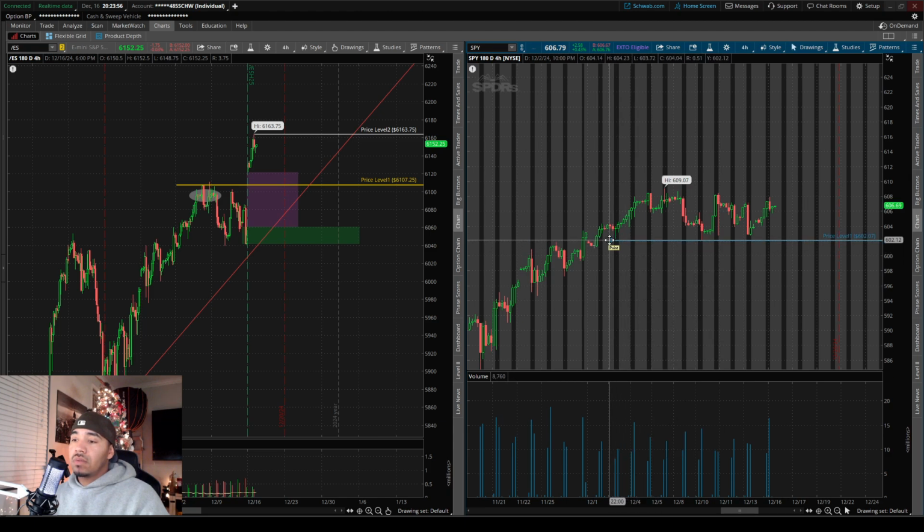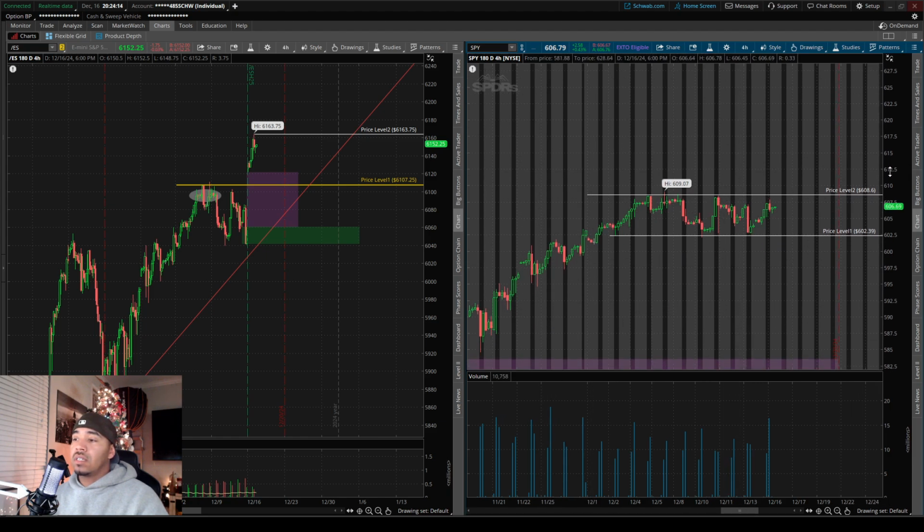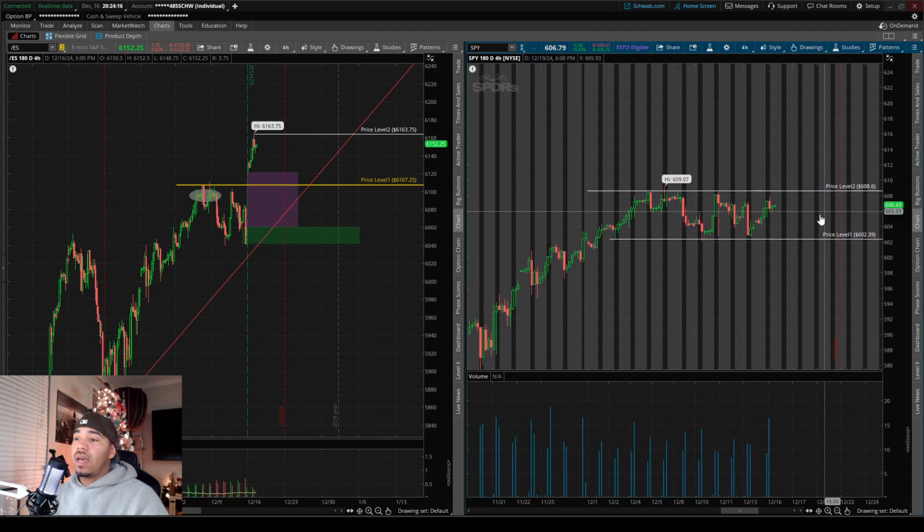Let's bring it up a little bit. All right. Right there. That's our support line, so that is our support with SPY. And this is our resistance with SPY. Okay, so what is it that we see here? We see that it kind of looks like we're moving sideways, but not really.